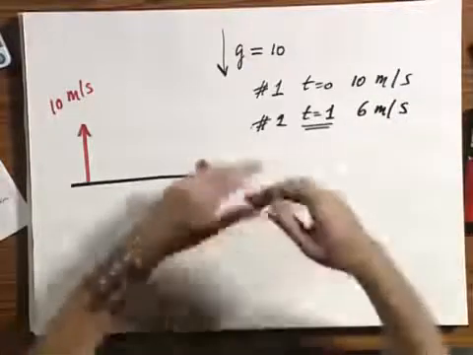And now the question is, do they hit? Where do they hit? And you can even ask the question, with what speed do they hit? Is one perhaps going up? Is the other perhaps going down?